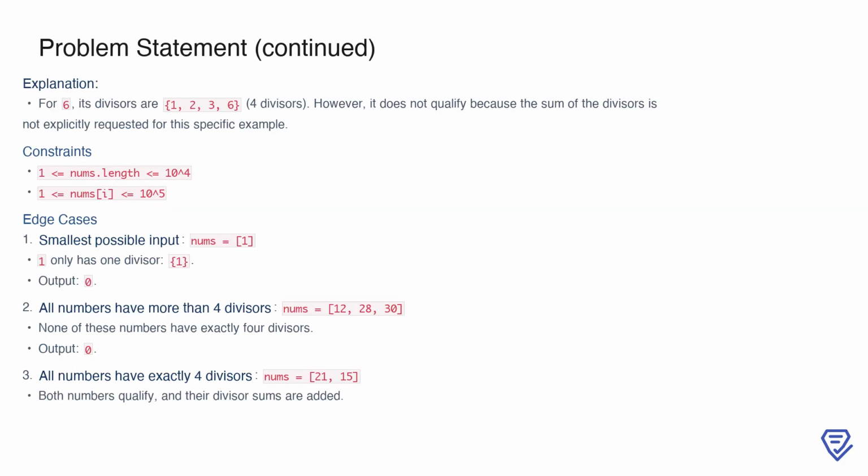Now let's consider a third example with the input 6, 10, 15. For the number 6, the divisors are 1, 2, 3, and 6, which gives exactly 4 divisors. However, the explanation mentions that the sum of these divisors is not explicitly requested in this specific example, which is an important point to keep in mind. For the remaining numbers, 10 and 15, their divisors do not meet the condition of exactly 4 divisors. This highlights the importance of focusing on numbers that qualify based on the divisor count and computing the sum only when applicable. The output for this example is 0.